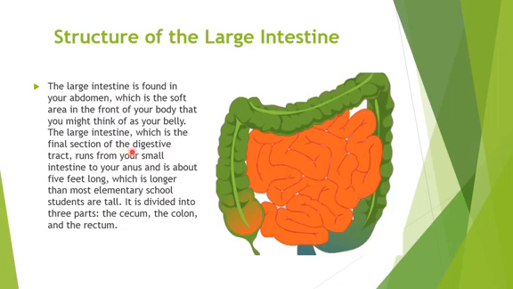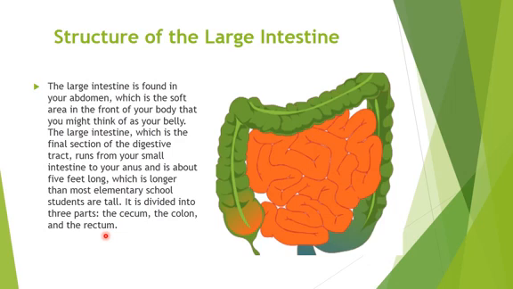The large intestine, which is the final section of the digestive tract, runs from your small intestine to your anus and is about 5 feet long, which is longer than most elementary school students are tall. It is divided into three parts: cecum, the colon, and the rectum.